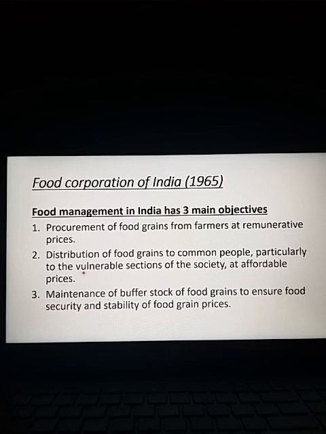See, when I say vulnerable sections of society, we are talking about the poorest of the poor who do not have clear affordability of food grains, to ensure the minimum availability or to distribute the food grains to such sections of the society, thereby to promote food security. Third, maintenance of buffer stocks of food grains to ensure food security and stability of food grain prices.